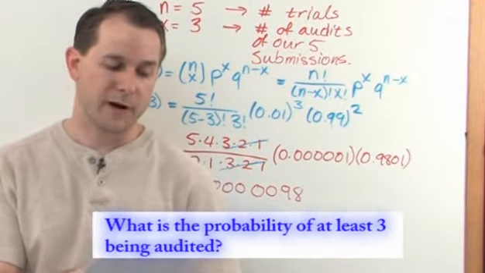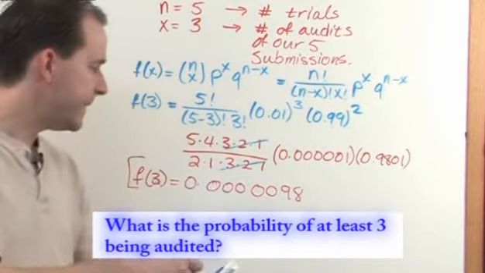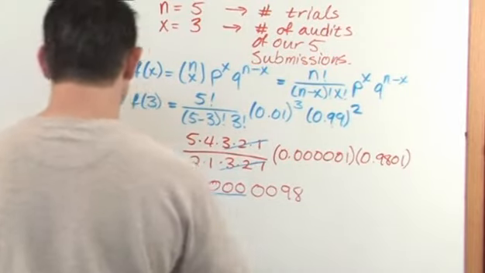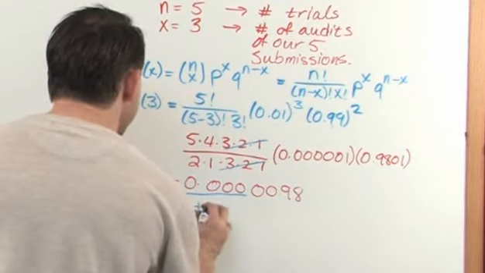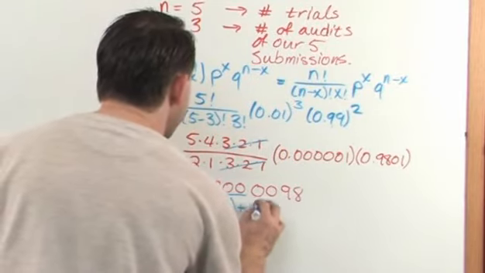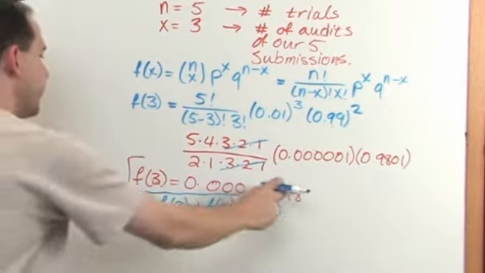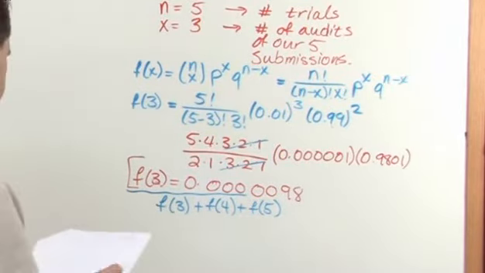So if you have a problem like what is the probability of at least 3 people getting audited, then you need to start doing some addition, right? The probability of at least 3 people is going to be the probability of 3 people getting audited, plus the probability of 4 people getting audited, plus the probability of 5 people getting audited. That's what you need to add together. We've already calculated the first one. We just need to calculate the probability of 4 and 5 people, and then we've got it.